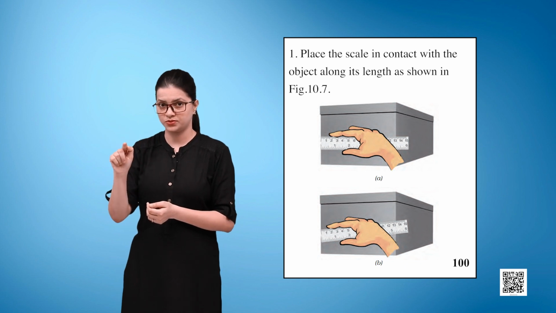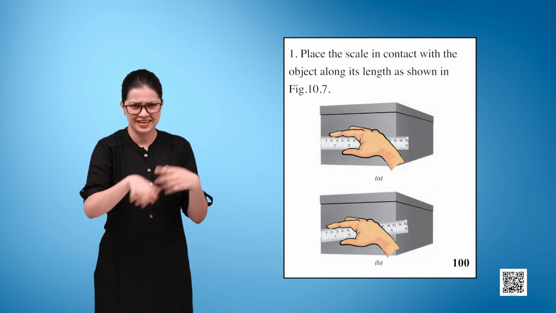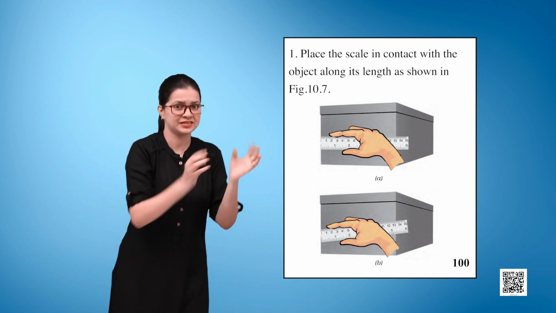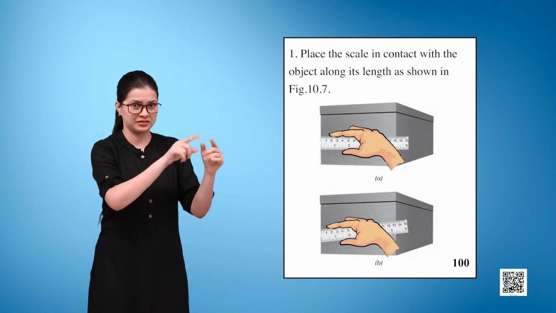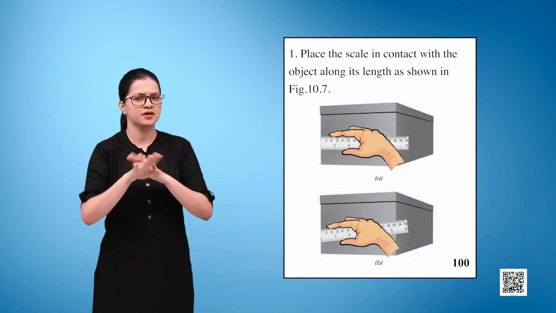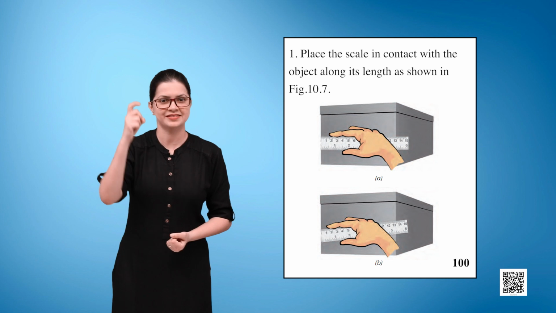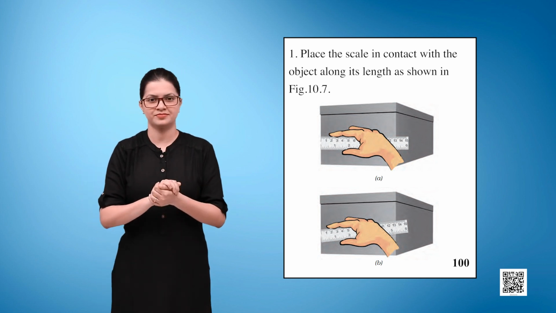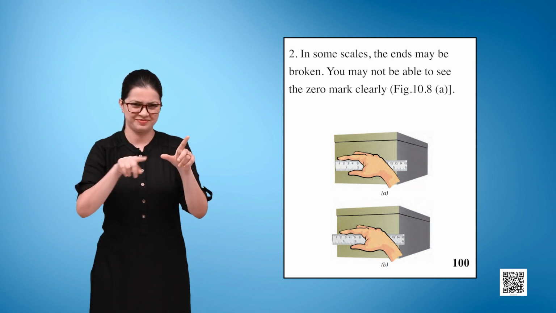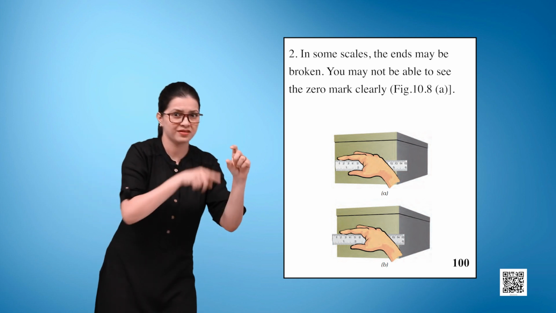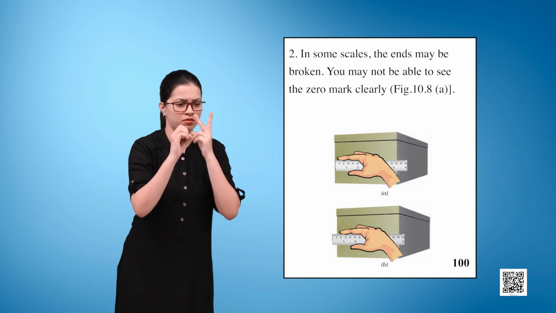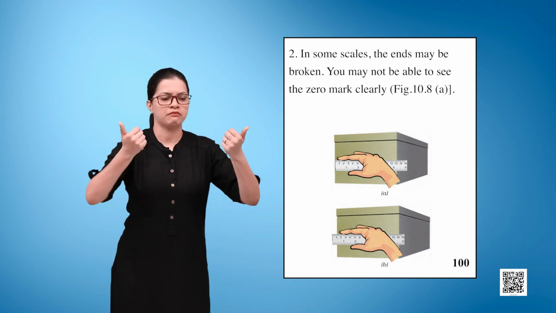1. Place the scale in contact with the object along its length as shown in figure 10.7. 2. In some scales, the ends may be broken. You may not be able to see the zero mark clearly.